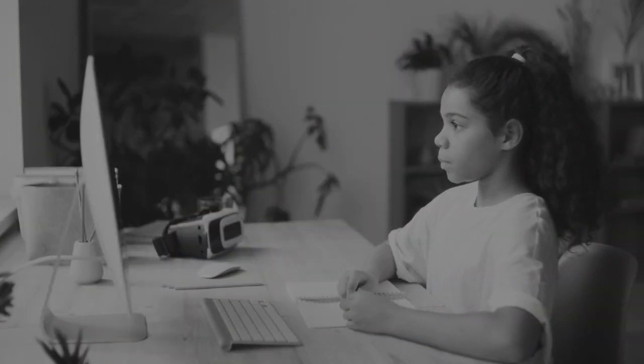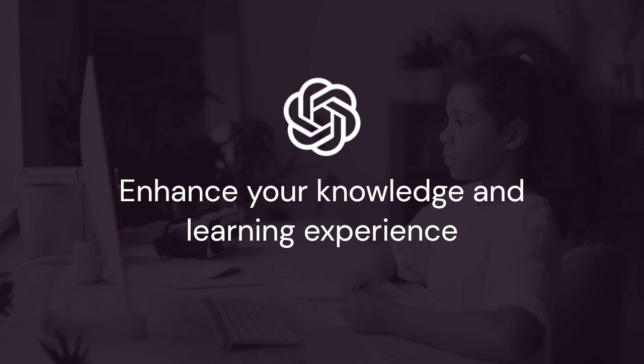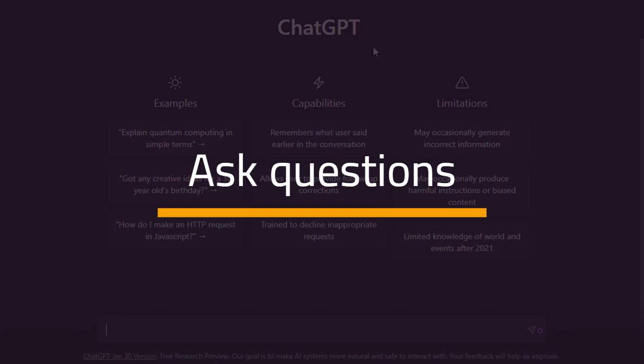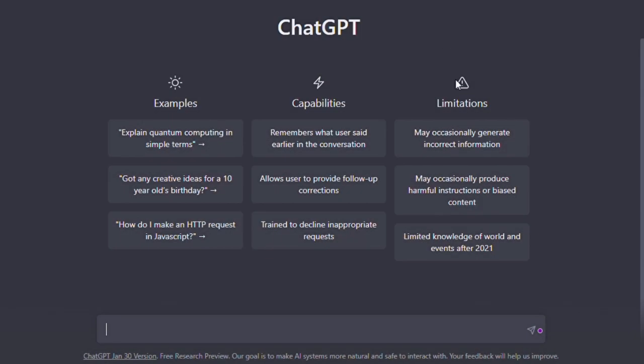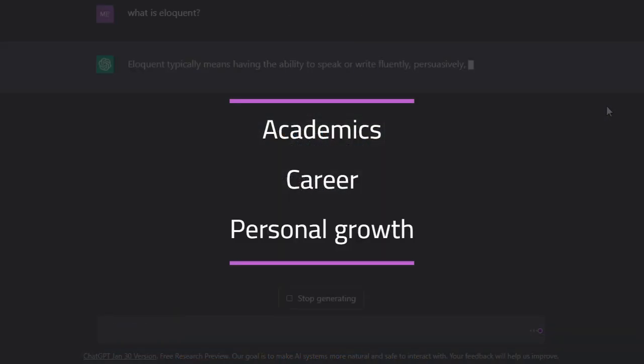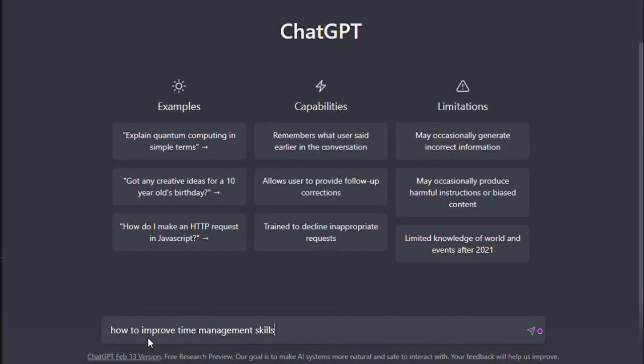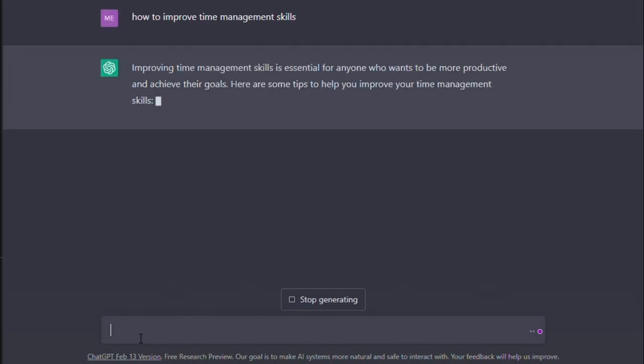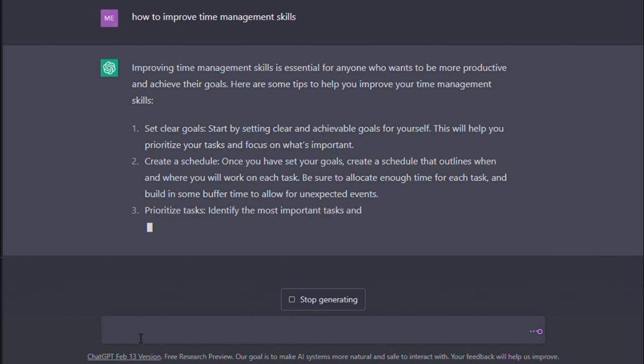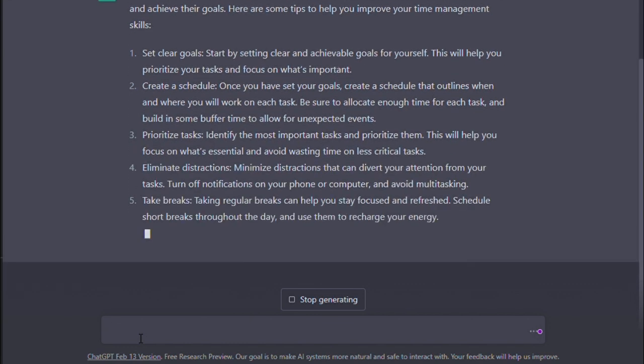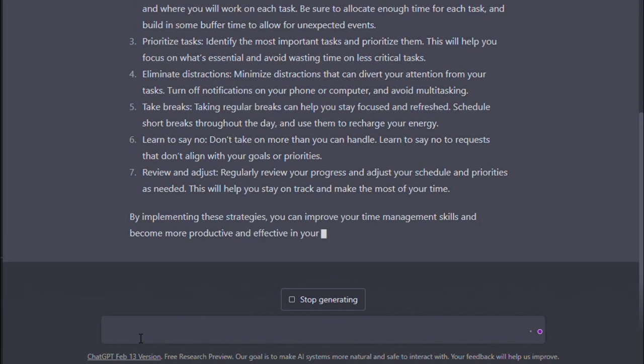As a learner, there are many ways you can utilize ChatGPT to enhance your knowledge and learning experience. Ask questions. ChatGPT can answer a wide range of questions on various topics. You can ask questions related to academics, career, personal growth, and more. Look at this example where we asked ChatGPT about how to improve time management skills. And it responded by offering a detailed explanation along with some helpful tips.